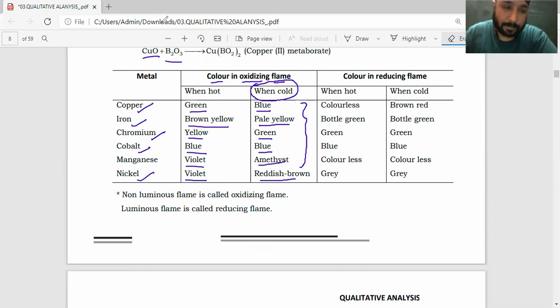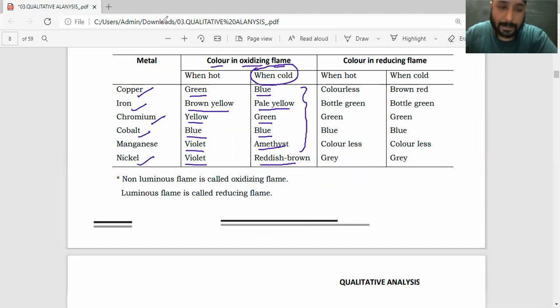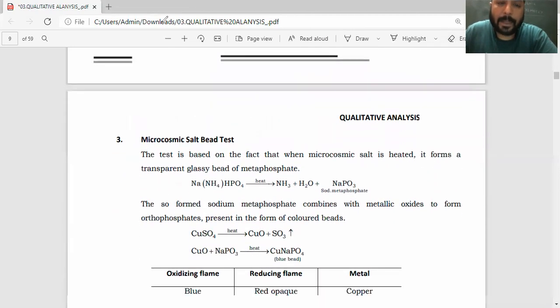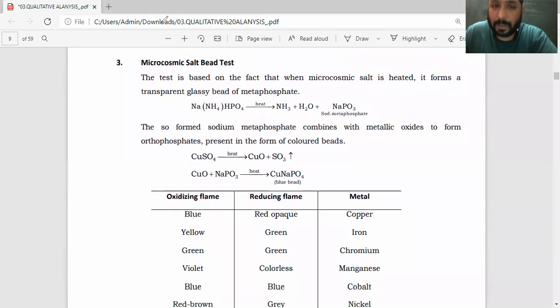Now, listen. Next is the microcosmic salt bead test. In that case, I have sodium ammonium hydrogen phosphate. Once I heat that sodium ammonium hydrogen phosphate, I'll get sodium metaphosphate. And this sodium metaphosphate, which is produced by heating the microcosmic salt bead, will react with the transition metal oxide to give a particular bead, like the borax bead test.